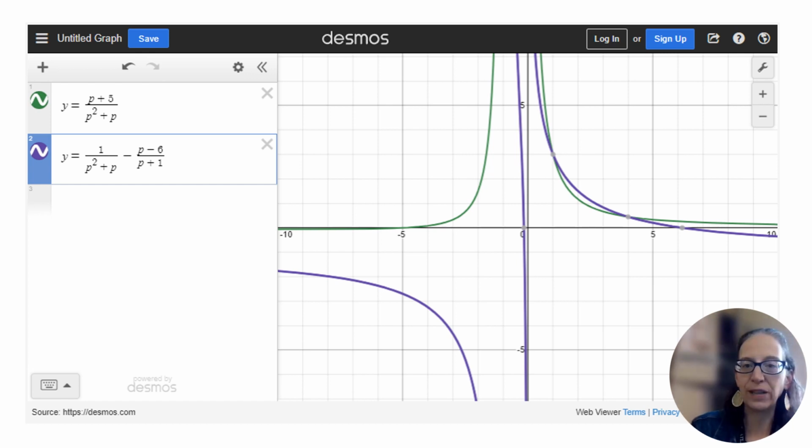Make sure that when you're doing this that you are screenshotting what you need to screenshot. Okay, and make sure your screenshot is yours.